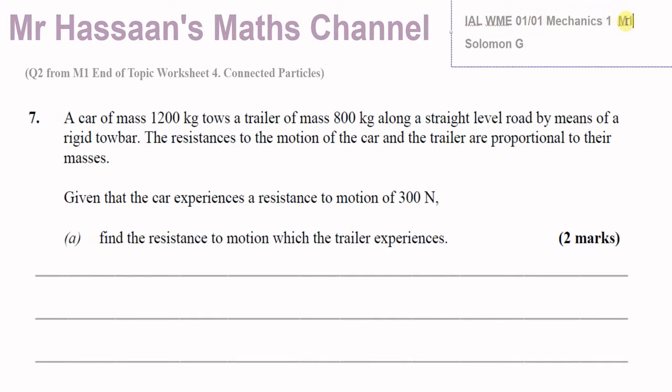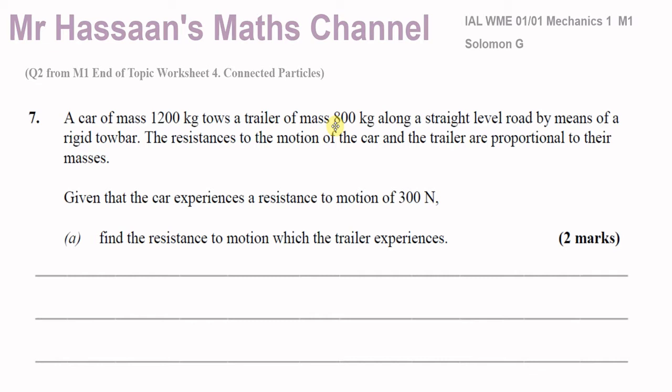Solomon G paper for Mechanics 1. It's question number 2 for my end of topic worksheet on my M1 collection, end of topic worksheet number 4, connected particles. This question starts off about a car of mass 1200 kilograms which tows a trailer of mass 800 kilograms along a straight level road, a horizontal road, by means of a rigid tow bar.